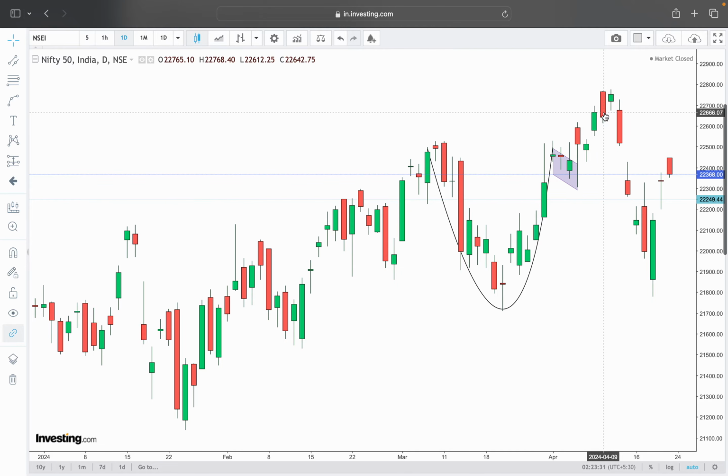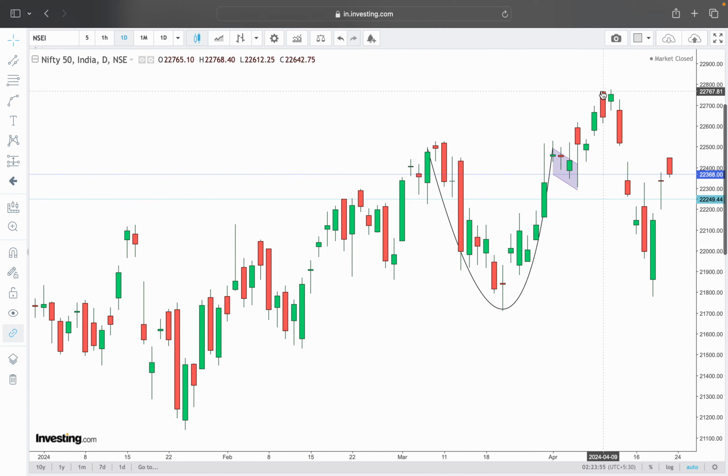So for example, let's have a look at the candle that is formed on the 9th of April. This candle gapped up significantly and closed. But if we notice that the close of this candle at 22,642, which will be visible here, is pretty close to the candle a day before that, on the 8th of April, at 22,666.